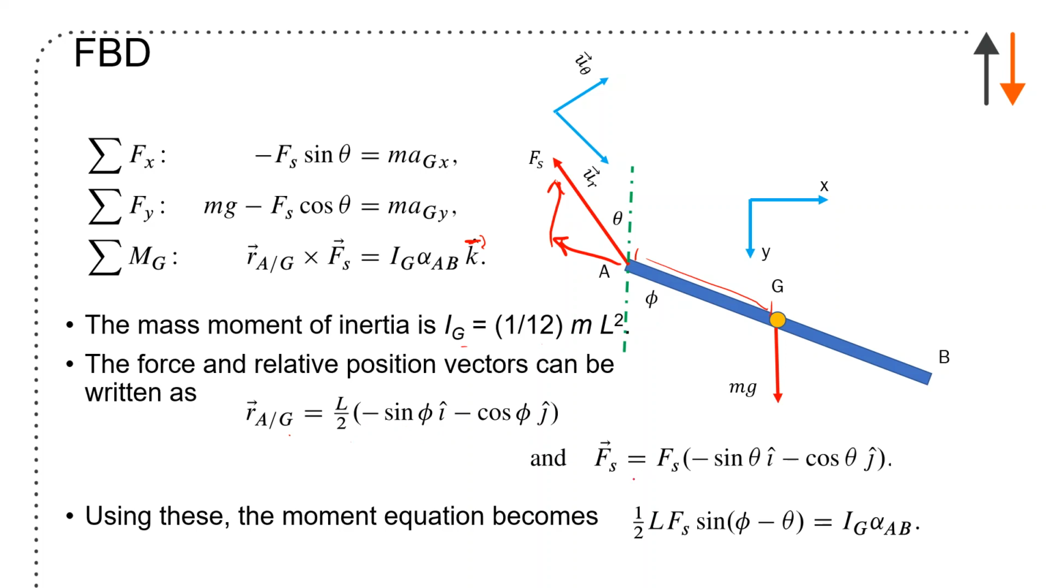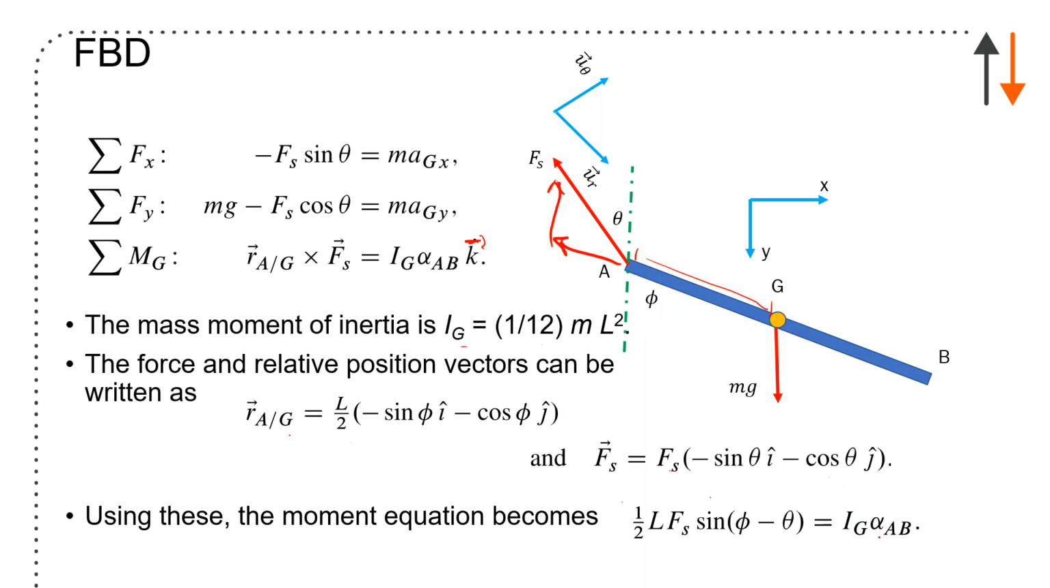It's hard to even say it. And the force of the spring is given as minus sine theta I and cos theta J. So I have to break this down, and that's where some of the complexity comes in, recognizing that you've got two coordinate systems and you've got to bring everything together, and then finally putting everything together so that you end up with the correct terms. And so you end up with 1/2 L Fs sine(phi minus theta) equals Ig alpha AB.